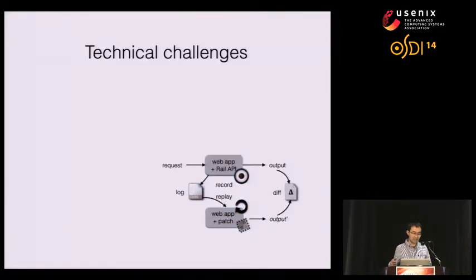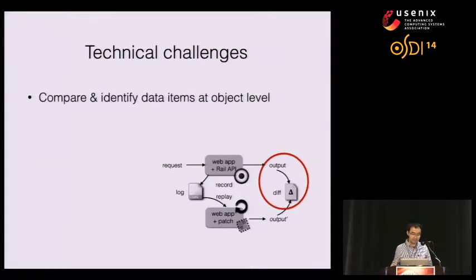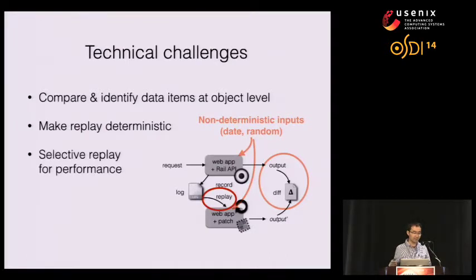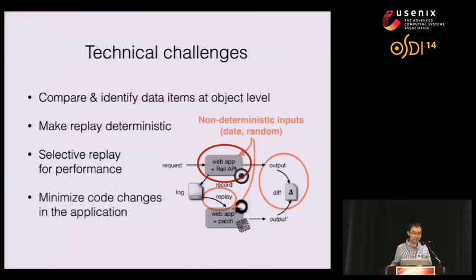There are a few technical challenges in doing this. First, to make the report easier to understand, we need to compare and identify data items at object level. And second, because the application might read some non-deterministic values during execution, such as date, time, and random numbers, to improve precision, we need to make sure that the replay is still deterministic. And third, for performance reasons, we don't want to replay all the requests, but only selectively replay those related to the attack. And finally, we want to minimize the programmer's efforts of porting applications to Rail.